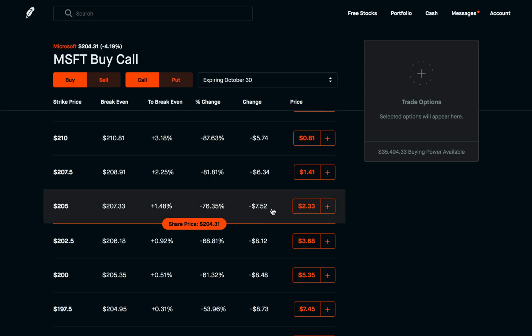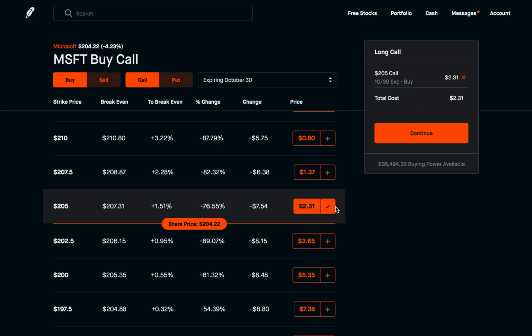So how much would we pay? And so you can get a general idea of about how much you could potentially pay by looking at the price. And so for this option right here, I would pay around $2.33 a share to buy this right now. But remember, there's 100 shares in each contract, so you need to multiply this by 100. So this right now would cost me about $231. And so let's go ahead and click on this.